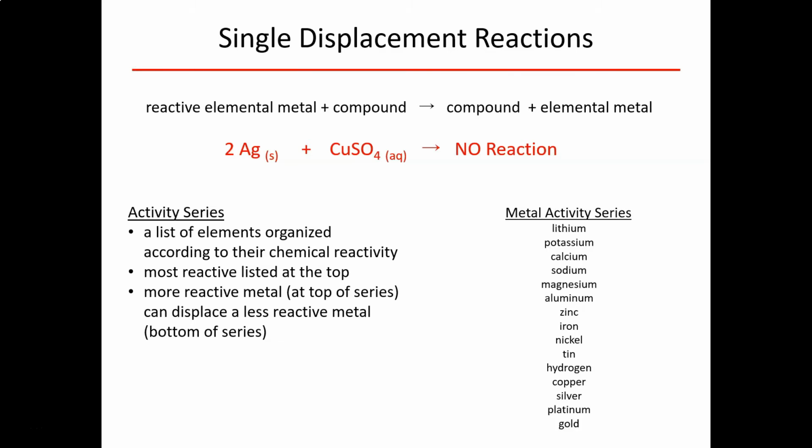Here's our series. So if we look at this list, calcium, because it's above iron, would be able to displace. So calcium would displace iron from a compound. But silver would not displace tin.